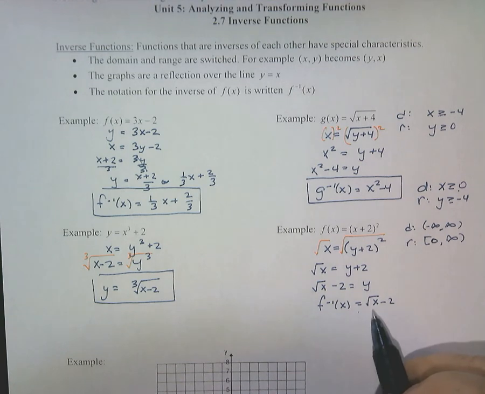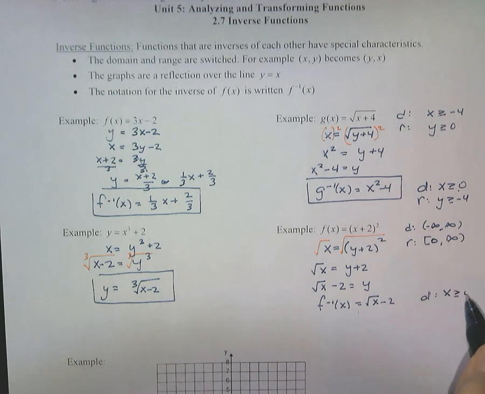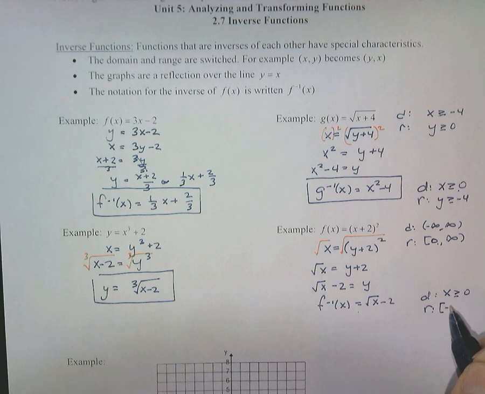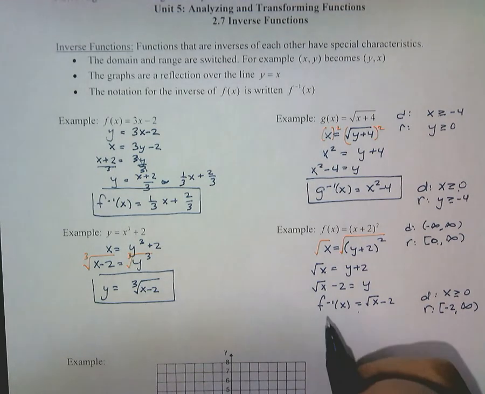Now I know this function, the domain is going to be x greater than or equal to 0, which is fine, that's what the range was. But my range now is not going to be all real numbers. My range is going to be from -2 to infinity. So there's a problem with this one, and I'm going to address it on the back of these notes.